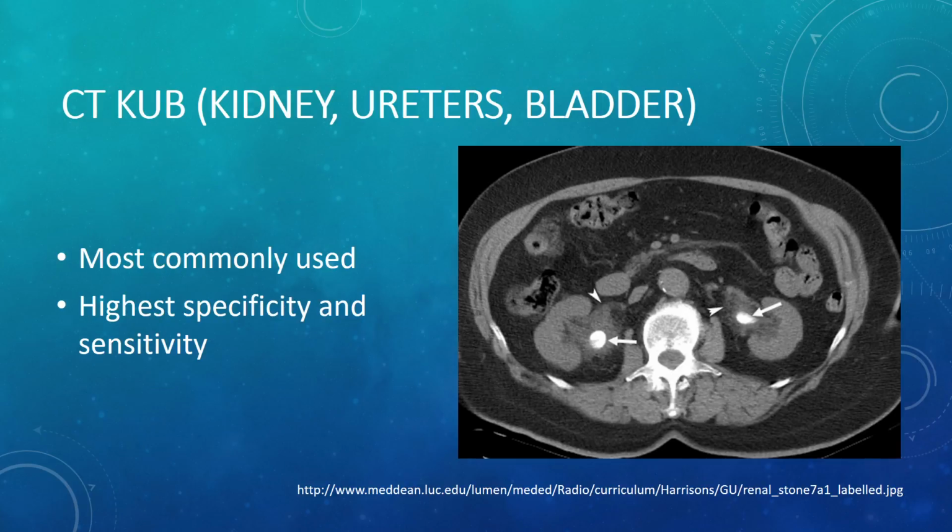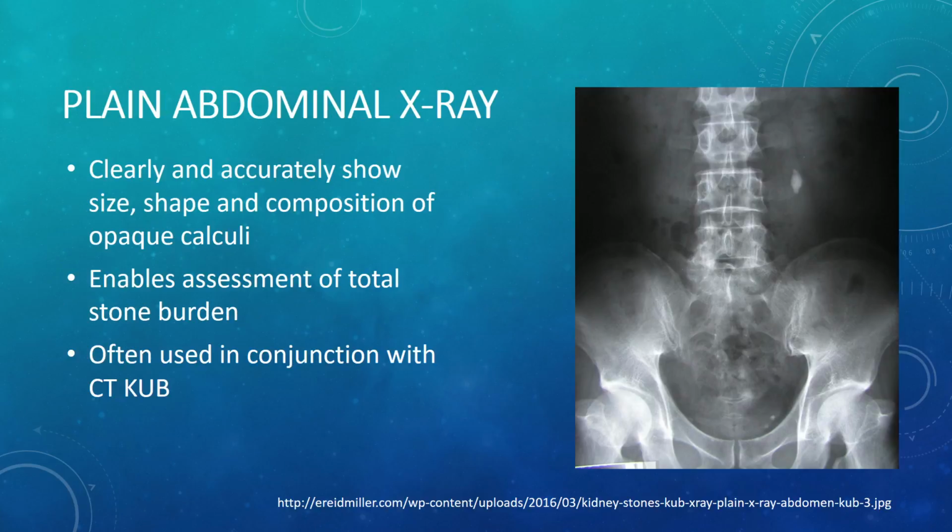So CT-KUB. Non-contrast enhanced CT is the most commonly used diagnostic imaging study as it has a higher specificity and sensitivity, which is most suited to the detection of renal and ureteric calculi. So plain abdominal X-ray can clearly and accurately show the size, shape, composition, and location of opaque urinary calculi, as well as enabling assessment of total stone burden. This diagnostic imaging study is often used in conjunction with renal ultrasound or CT-KUB.